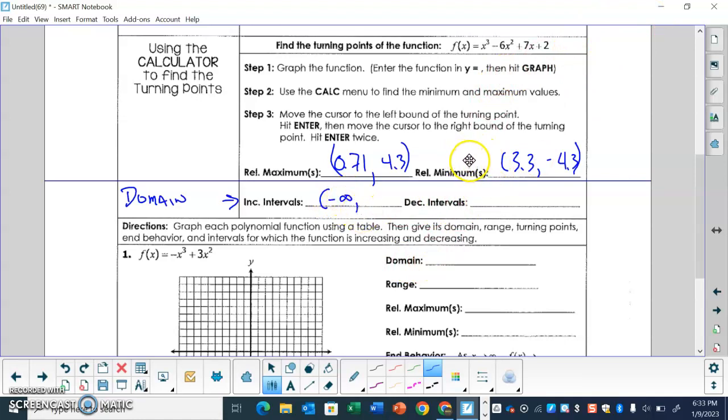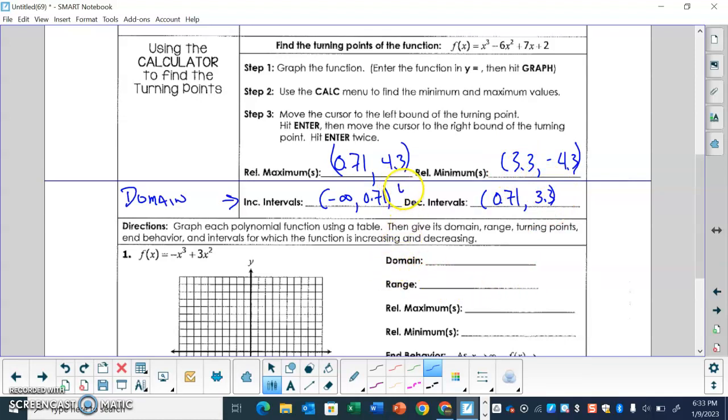From negative infinity, it's increasing to our relative maximum of 0.71. That's where it's increasing. And then the graph at the top changes direction. Anytime you have a turn, you have a change in direction. So that interval goes from really close to 0.71 and continues to 3.3, because that's where it changes direction on the minimum.